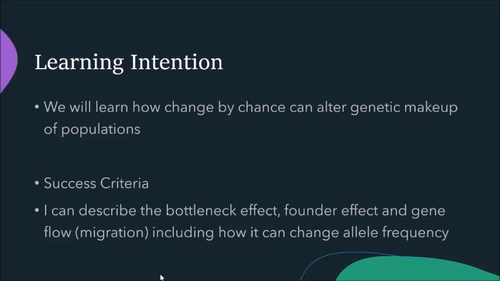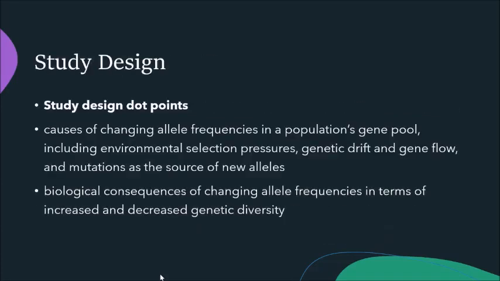And by the end, our success criteria will be defined by being able to describe the bottleneck effect, the founder effect, and what we mean by gene flow, which is in effect migration, and how that can lead to changes in allele frequency. You'll also be able to discuss what the effects of these changes can have on the gene pool overall. Your study design, the two key dot points we're looking at here.